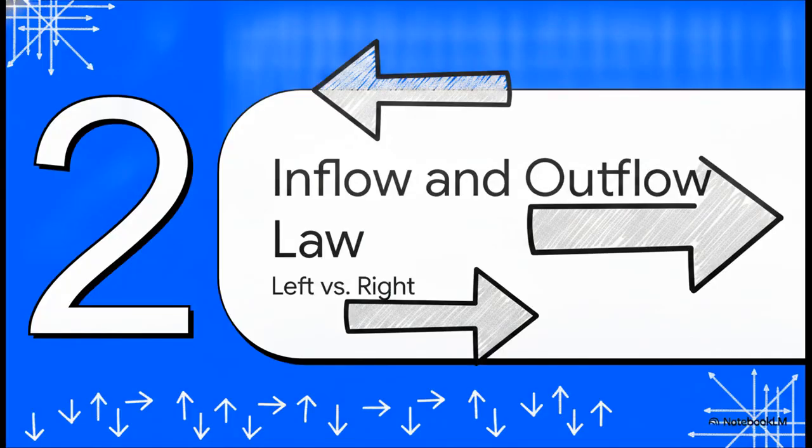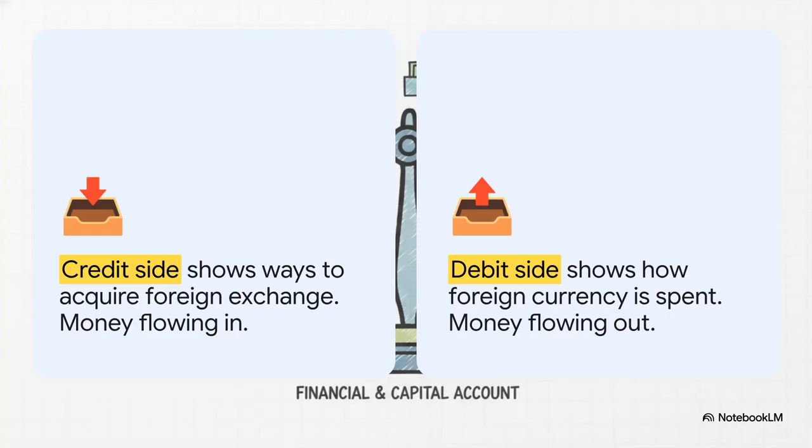Moving right along to section 2, the inflow and outflow law, left versus right. To establish the fundamental rules of our matrix here, we're going to focus heavily on spatial directions just to keep our accounting straight. On the left side, we have our credits. This side maps every single way a nation acquires foreign exchange. Put simply, this is money flowing in. On the right side, we have our debits. This side tracks exactly how a nation spends its foreign currency.